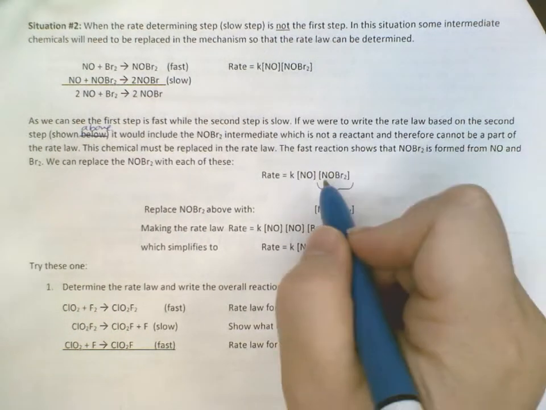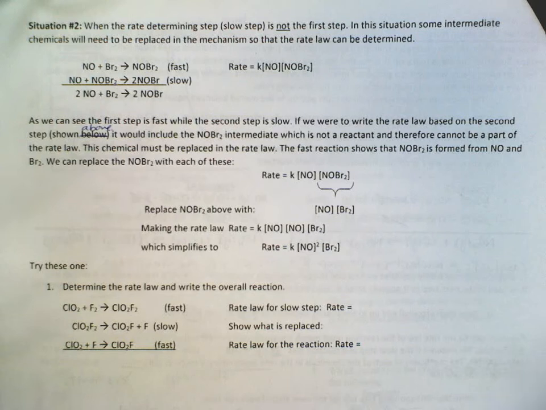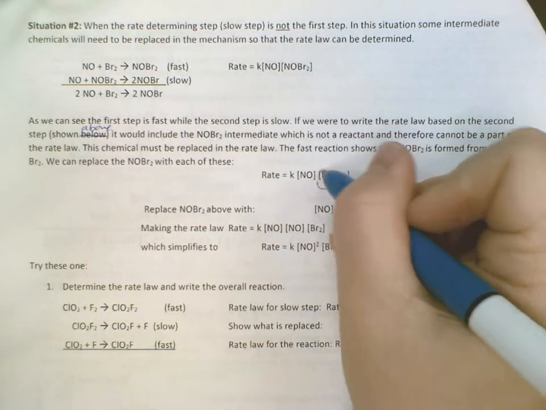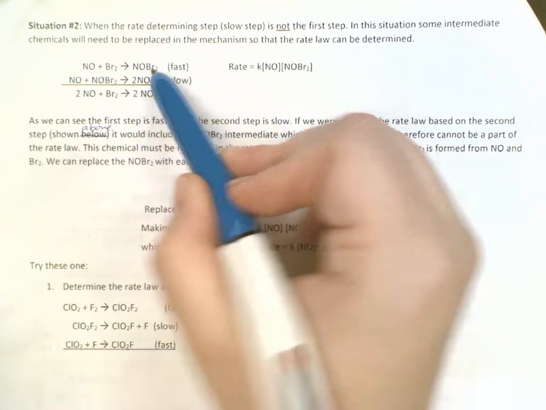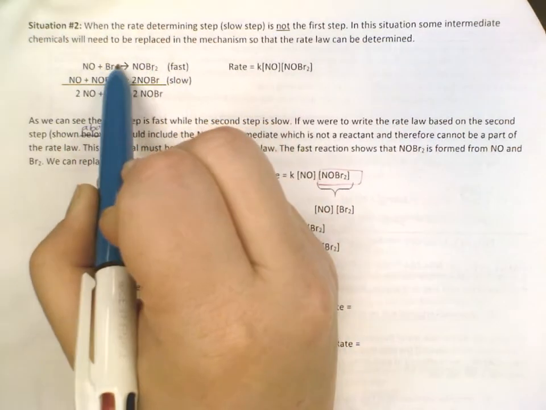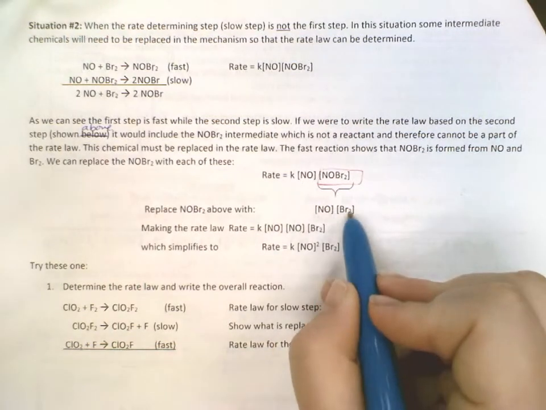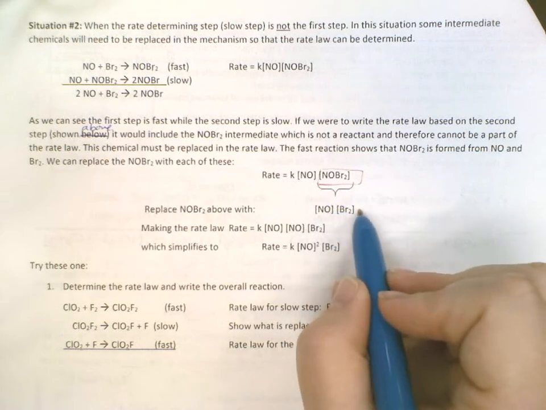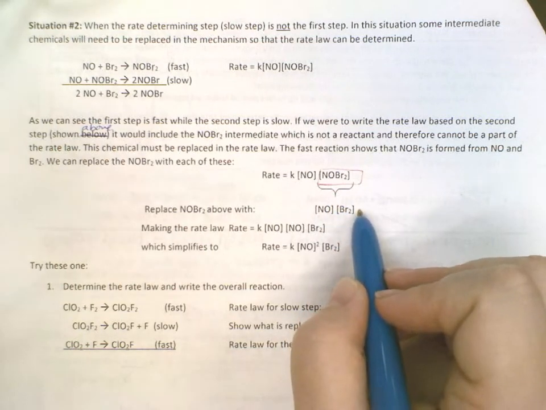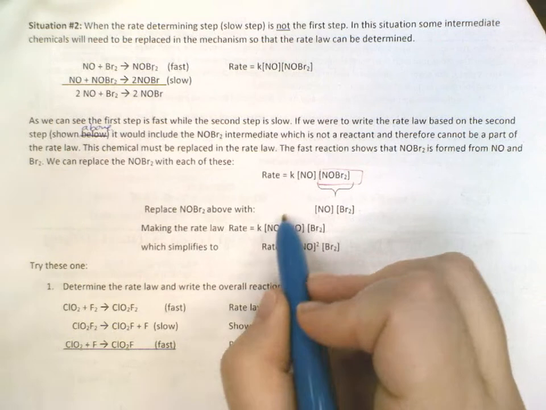So we can see that this piece here, NOBr2, in our fast reaction really comes from these two chemicals. So we're going to replace it with the concentration of each of those with their coefficients as their exponents. So then we can bring this down.